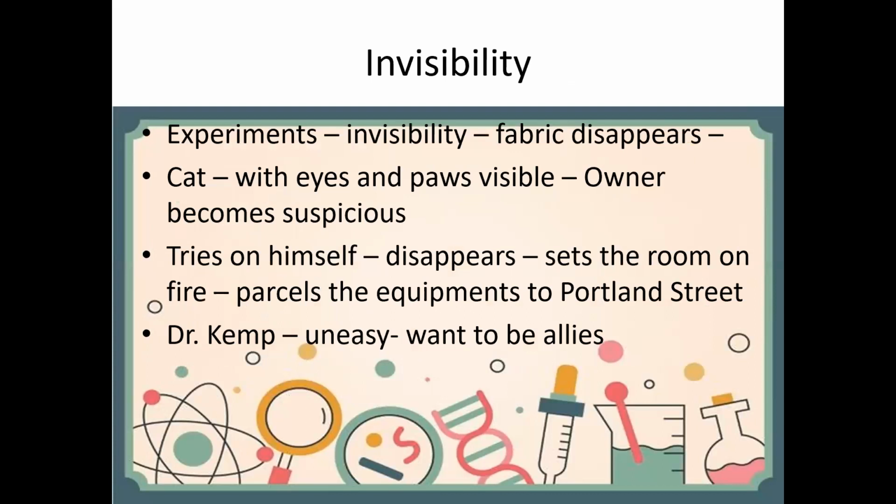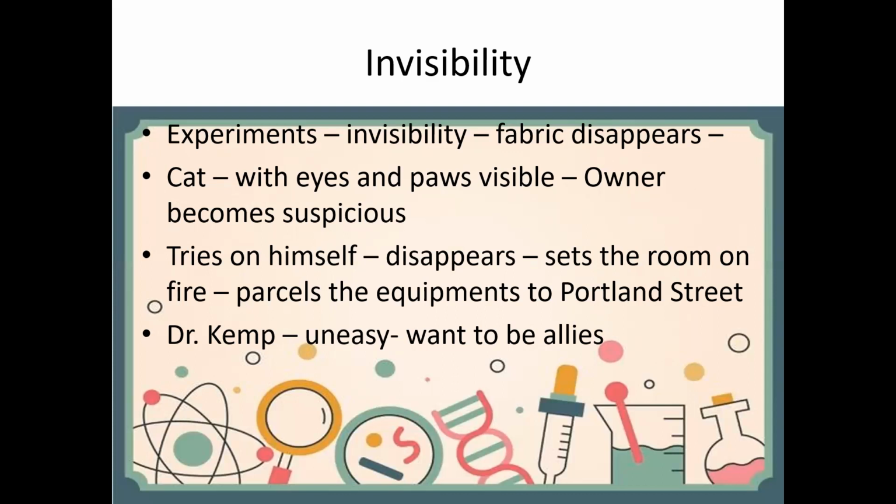Griffin slowly explains his experiment to Dr. Kemp the next day. After finding out about invisibility, he tested it on a fabric, which actually disappeared. Then he experimented on a cat, but the paws and eyes of the cat were still visible. He advanced the formula and tried it on himself. The owner of his flat becomes suspicious. Finally, Griffin becomes invisible when he tries it on himself.